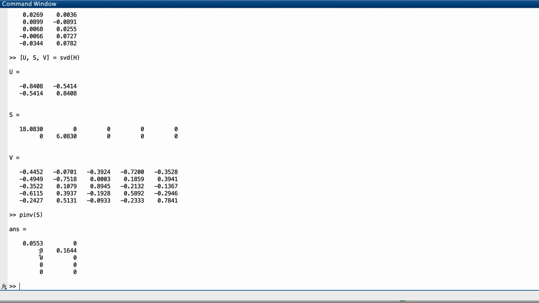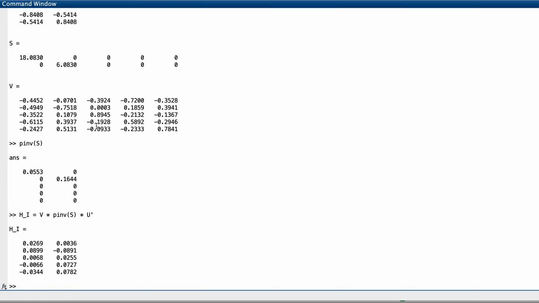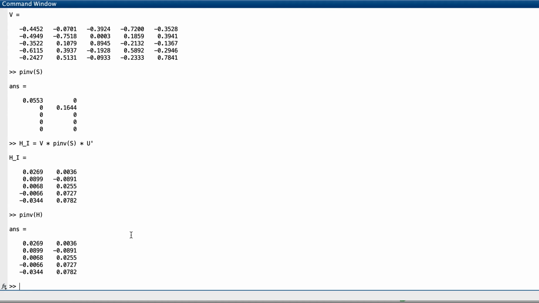Now I am finding the H inverse using the values of U, S and V. So I am writing it as H underscore I is equal to, first I am using V, then multiply that with the pseudo inverse of S, then multiply that with the transpose of U, that is U transpose. So this is the value of H inverse, and if you want to verify, you can use the function pseudo inverse of H, and you can see that both calculations are giving us the same result. So I hope it is clear. Thank you.